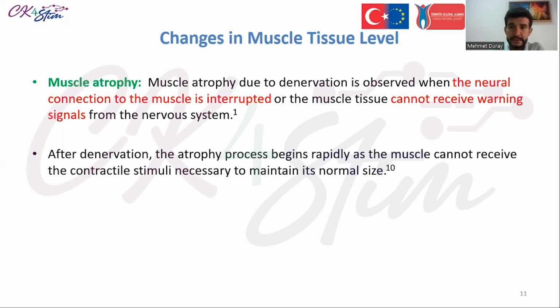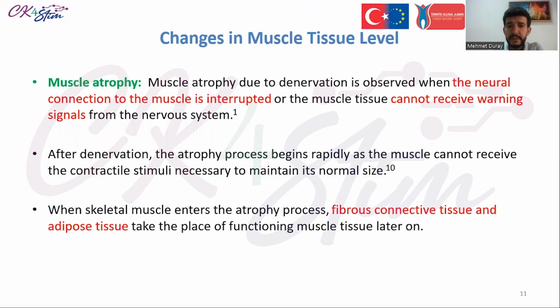The muscle loses this stimulus connection, and after atrophy, the muscle has fibrous connective tissue and adipose tissue in its content. The fibrous connective tissue and adipose tissue take the place of functional muscle tissue later on, and the functionality of the muscle is lost over time.